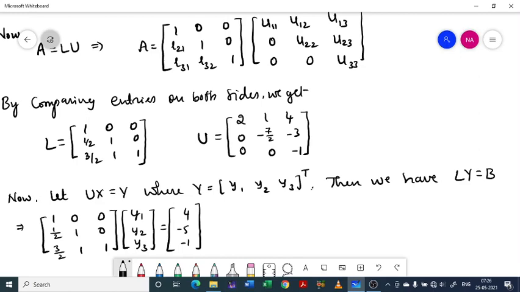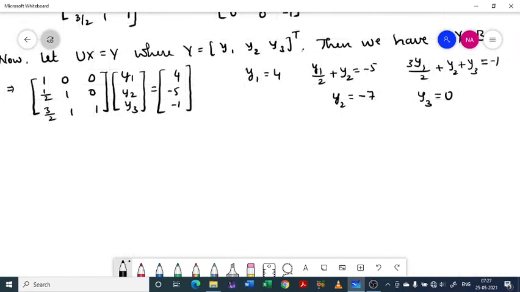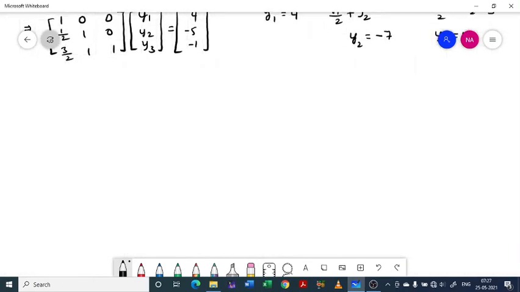So from this you will be getting y1 equal to 4, then y1 by 2 plus y2 equal to minus 5, 3y1 by 2 plus y2 plus y3 equal to minus 1. So y1 is 4, then you can check that y2 you get minus 7, and you can check this, you get y3 0. Okay.